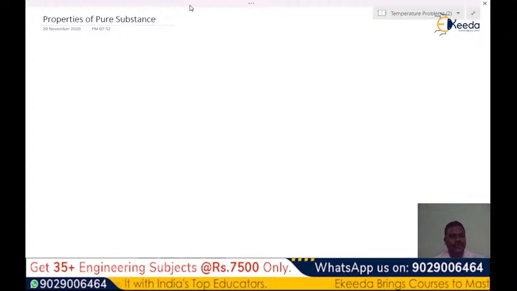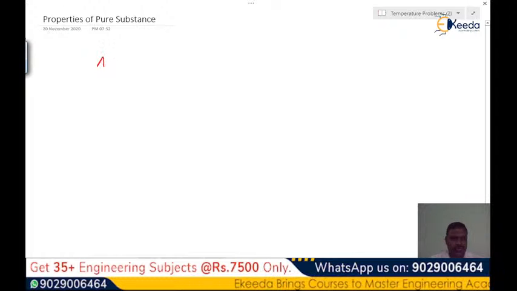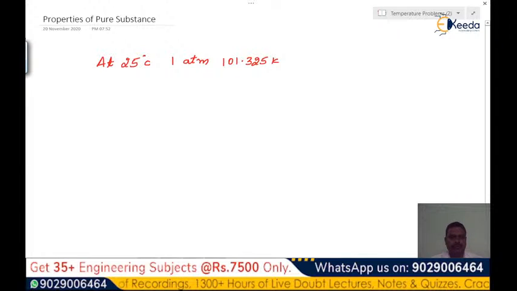The water which is at atmospheric pressure and room temperature, around 25 degrees Celsius, and 1 atmospheric pressure. That 1 atmospheric pressure, when converted into kilopascals, is 101.325 kilopascals.